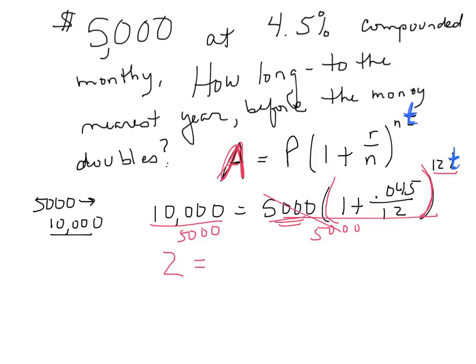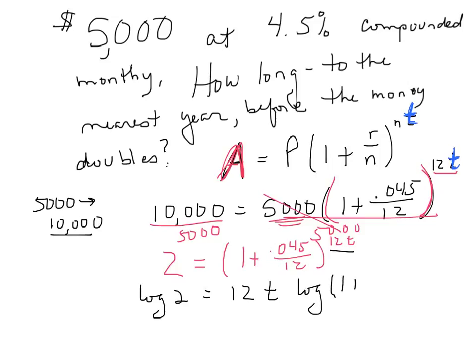And then I have this rate, which is 1 plus 0.045 divided by 12. I am not going to change that into a decimal because I don't know what that decimal looks like. And that's raised to the 12 times t. At this point, I take the log of both sides. So it's going to be the log of 2 will be equal to this piece here, 12 times t, that's my exponent, times the log of the 1 plus 0.045 divided by 12.